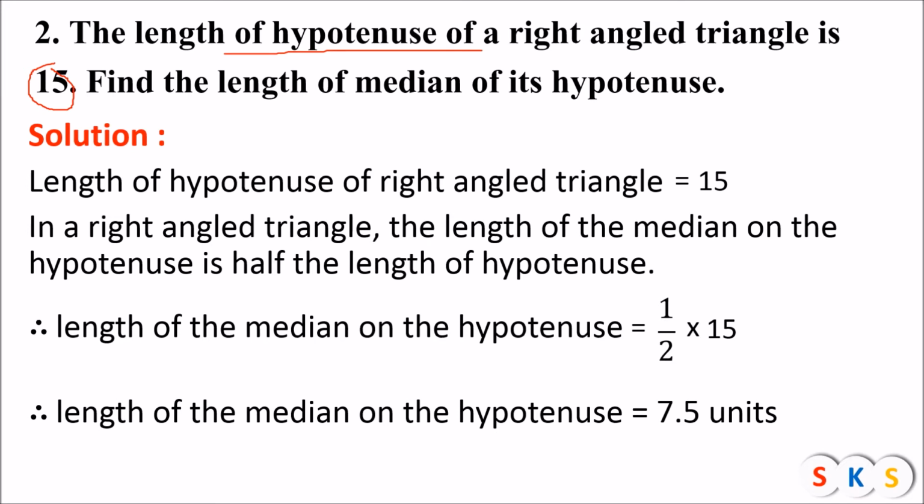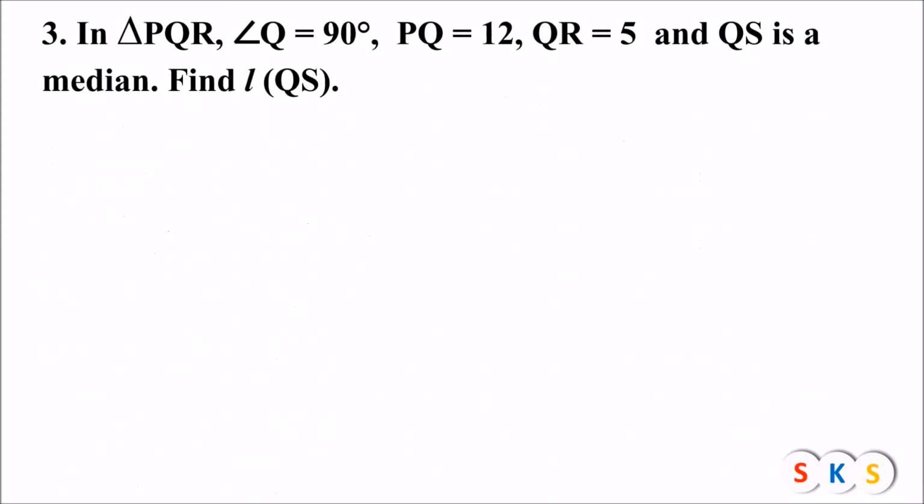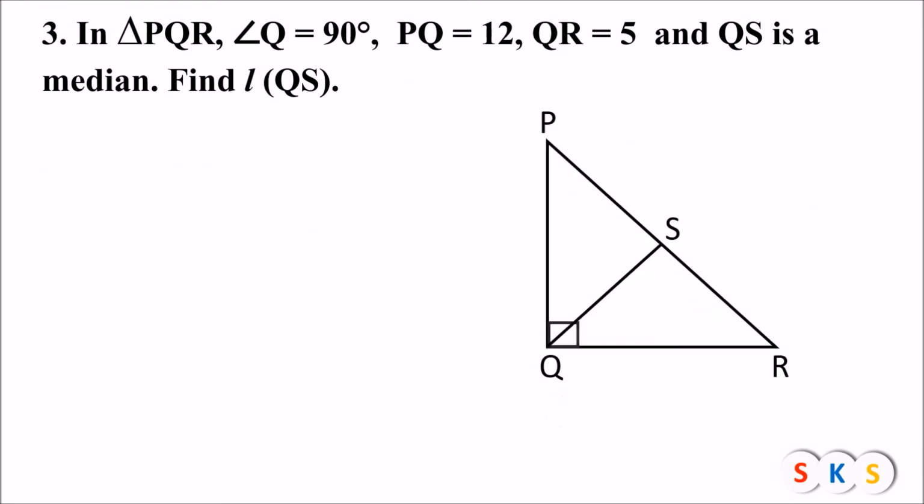Now here we have question number 3. In triangle PQR, angle Q is 90 degrees, PQ is 12, QR is 5 and QS is the median. Find the length of median QS. Okay, let's see the solution. You can see in this figure seg QS is the median of this right angle triangle, and here PR is the hypotenuse, correct? And we know the length of the median is half of the hypotenuse. So here QS will be half of the hypotenuse PR, but the length of PR is not given.